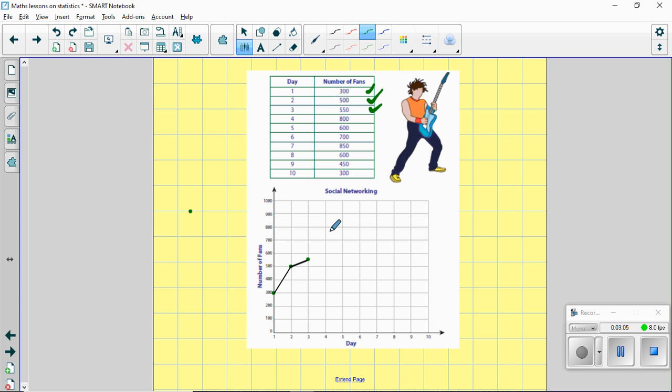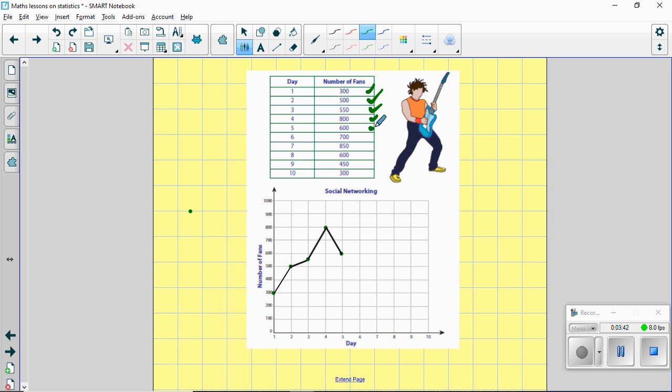Day 4, 800. Oof, we shot up there, didn't it? Day 4, 800 fans. You might have uploaded a special preview of a track there to get the extra fans in. Well done, Mr. Fox. Day 4, 800. Day 5, 600. Oh, come down a bit there. It's lost some fans. That might be because I joined in with one of his tracks. I can't sing very well, so we lost a few fans there. Never mind, Mr. Fox.